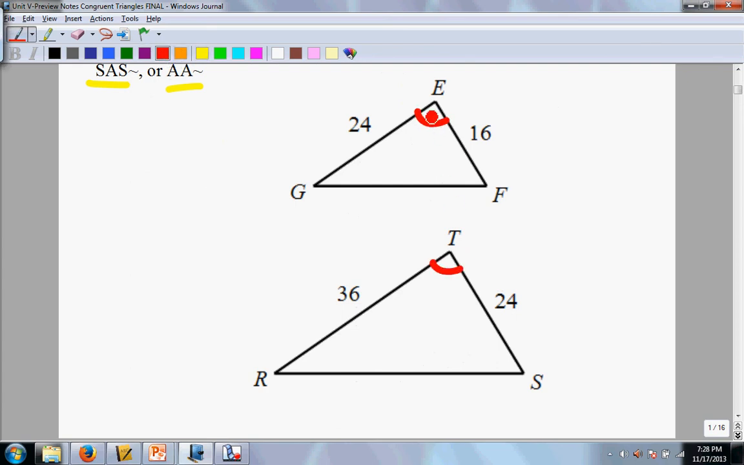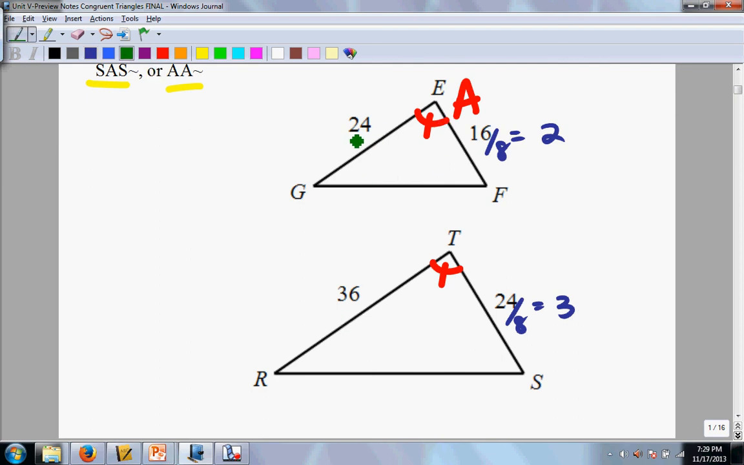We notice first off that we have a pair of congruent angles, so sweep those, hatch, and put an A for congruent angles. Now let's check the side ratios. 16 and 24 are both divisible by 8. If we divide 16 by 8, we get 2. 24 divided by 8, we get 3. So we have a 2 to 3 ratio.